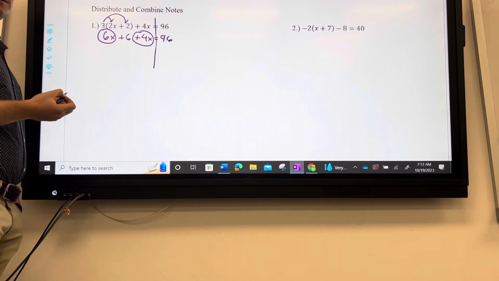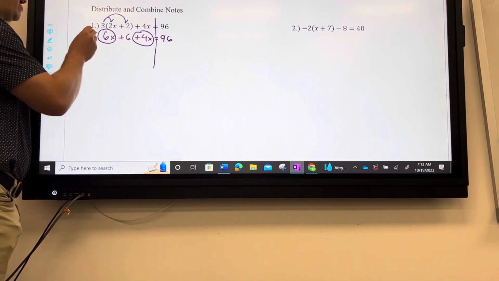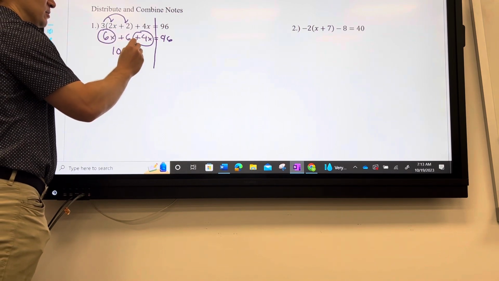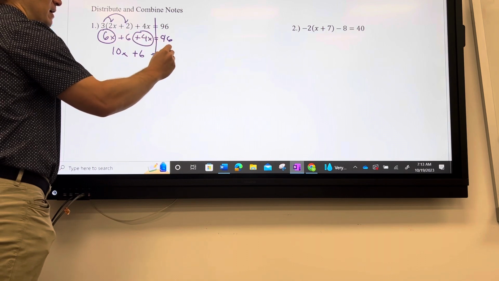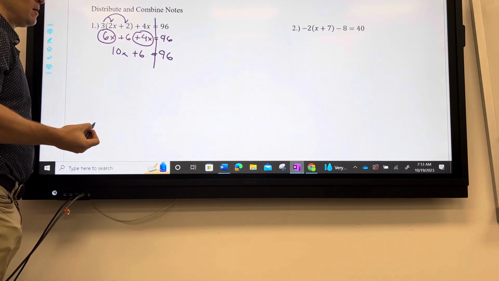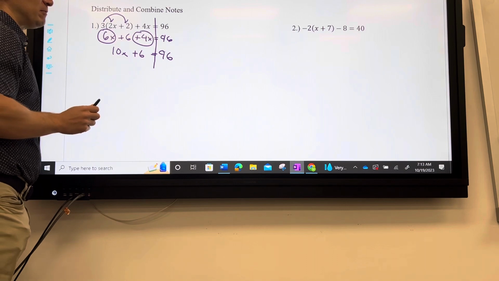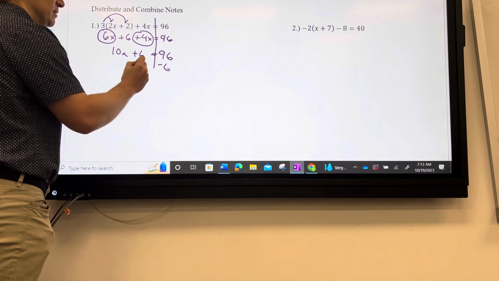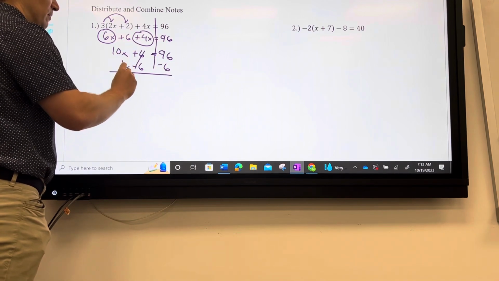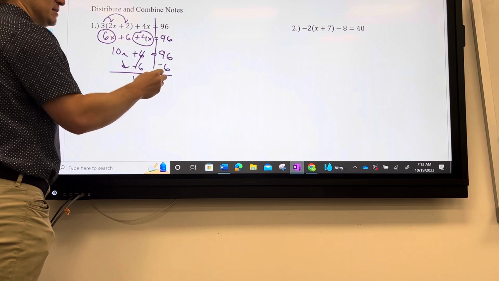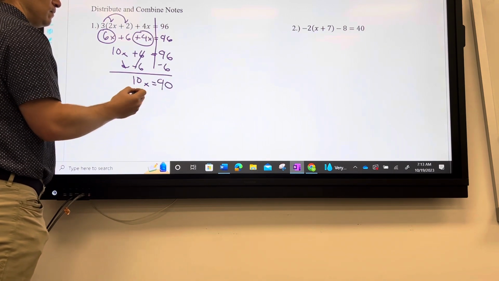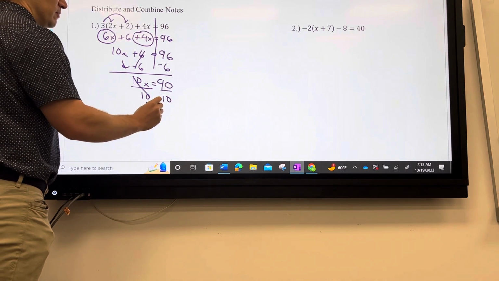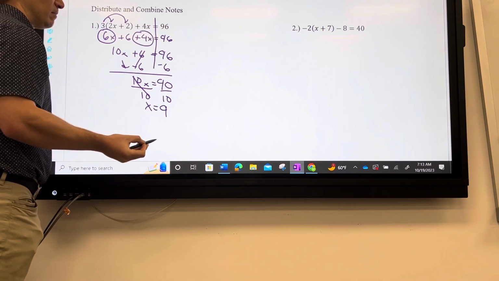And whenever you're combining like terms, you add. So you add the 6x plus the 4x, and that is 10x. The plus 6 drops down for now, and the 96 drops down. Now it's a simple two-step equation like we did on that first day, and that means you subtract 6, and you subtract 6. Drop that 10x down. 96 minus 6 is 90. And then you divide by 10, and divide by 10. So x is equal to 9.